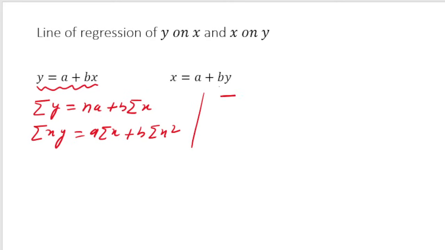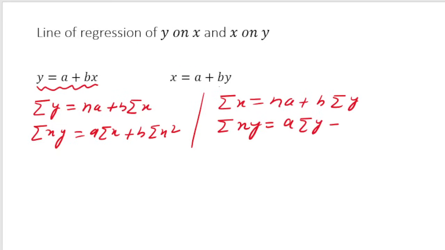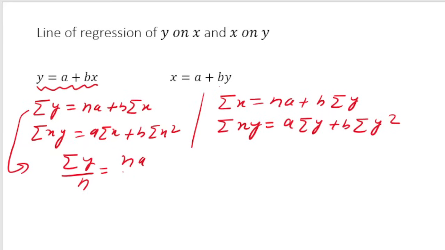For x on y, the normal equations are given by summation of x is equal to n into a plus b into summation of y. We take summation on both sides, and then we multiply it by y and take the summation. So summation of xy is a into summation of y plus b into summation of y square. Using this, we can also conclude that summation of y by n is equal to n into a by n plus b into summation of x by n. So summation of y by n is y bar. This is a plus b into x bar.